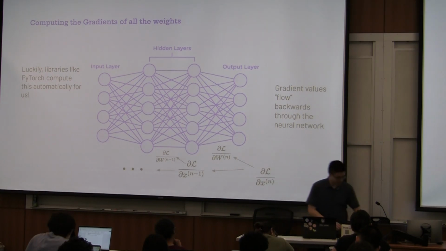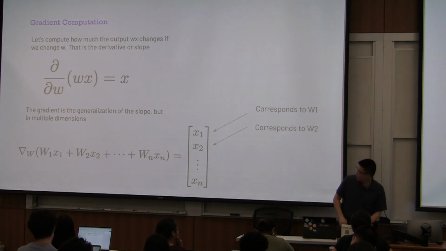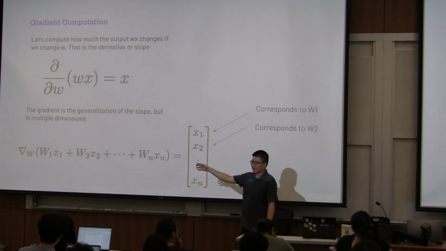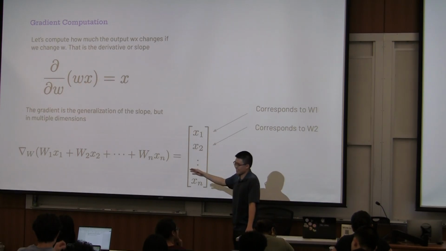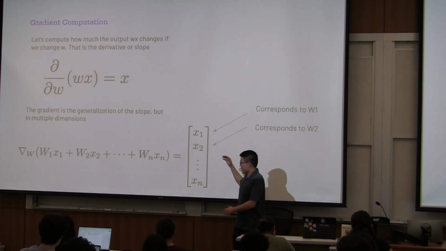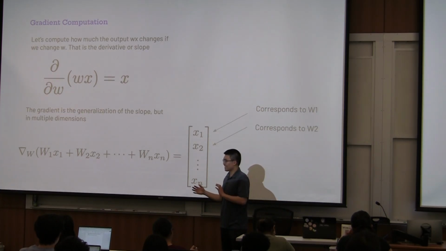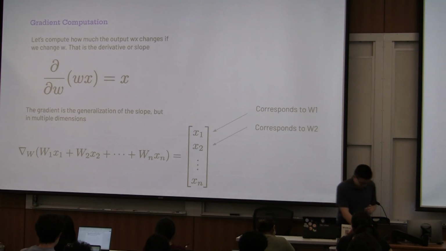Remember that we could compute the gradient with respect to w of some function, right? The function here is the entire neural network. And we're computing how much the loss changes with respect to all of the weights, so all the weight matrices. Okay?